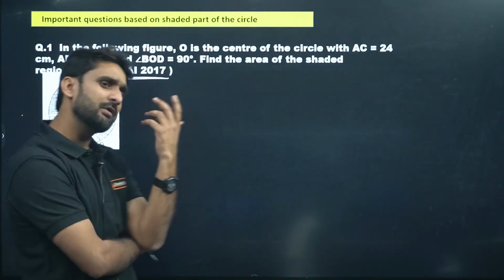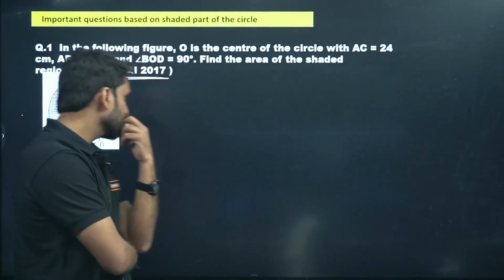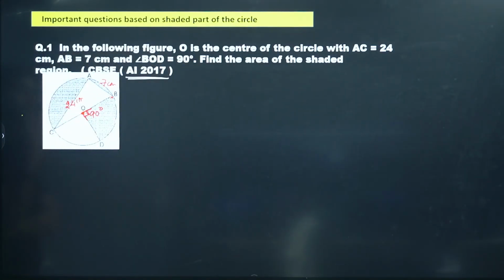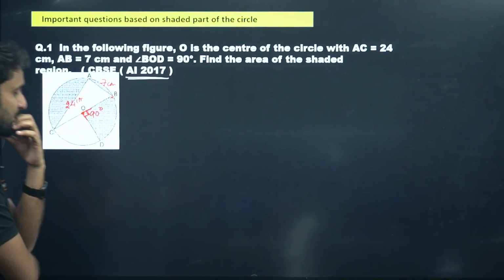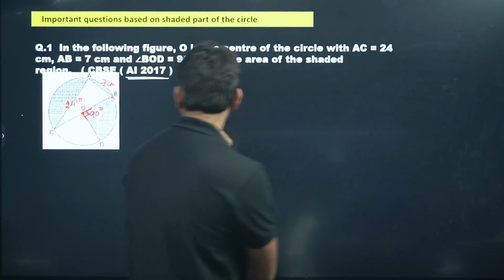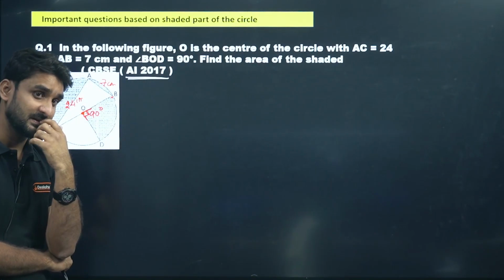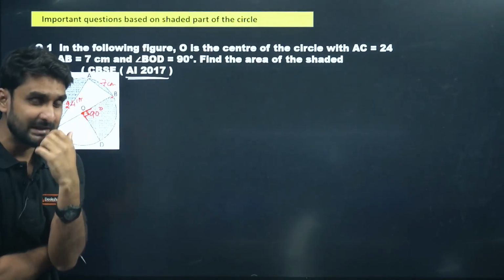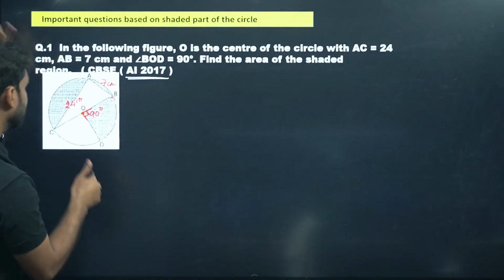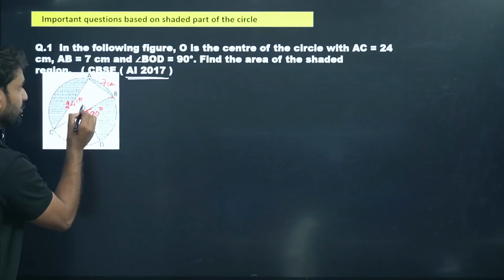Wow. How can you find the area of the shaded region? Guys, in this question, one thing is missing. And the missing part is the radius of the circle. We don't know the radius of the circle. But one thing is clear, that O is the center here.